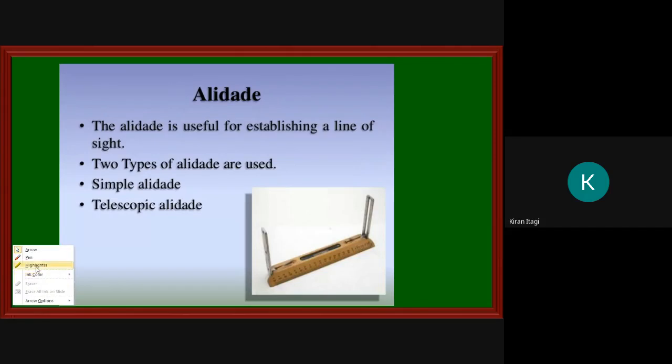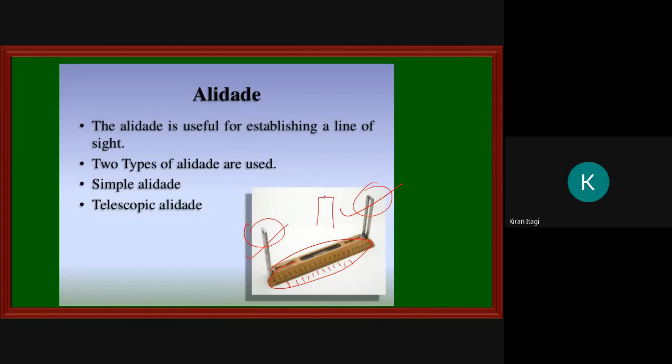Next one is the alidade. Here you can see the scale and the ruler. This is the eye vane and this is the object vane. The object vane will have a horse hair here. So the alidade is useful for establishing the line of sight. What you are doing, we want to focus this.